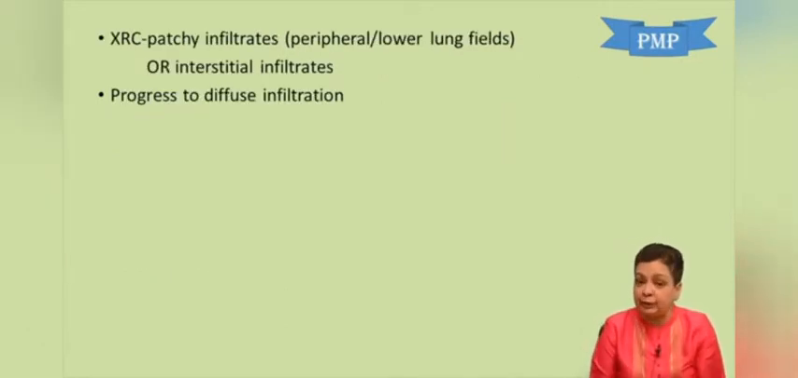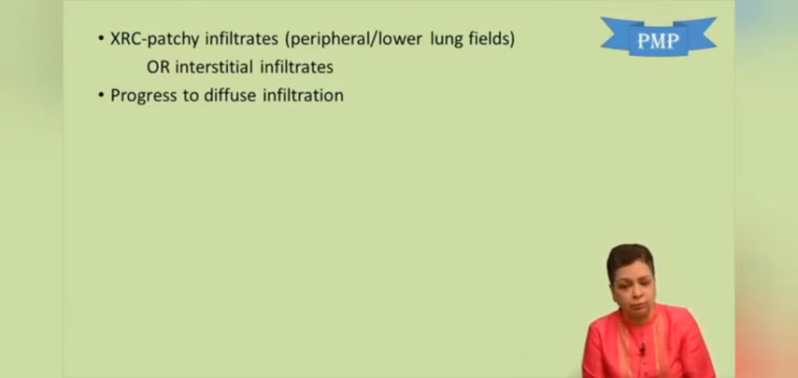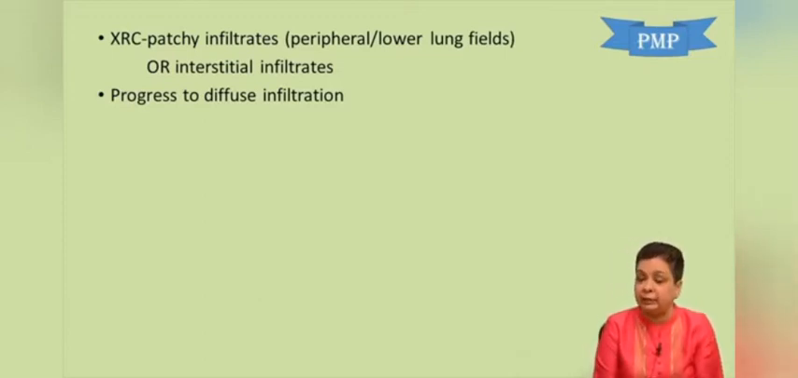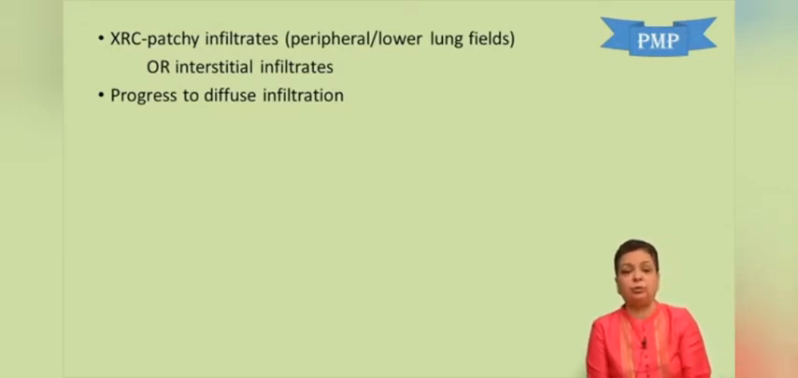Chest X-ray shows patchy infiltrates, which may be peripheral or concentrated in the lower lung fields, or they may be interstitial infiltrates initially and progress to involve the whole lung fields, leading to diffuse infiltration.